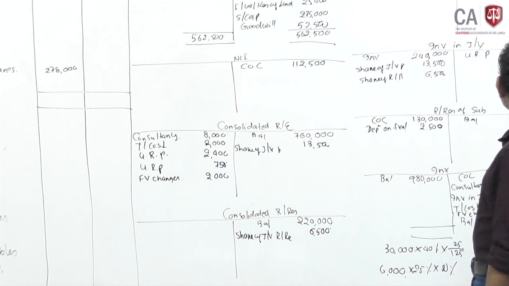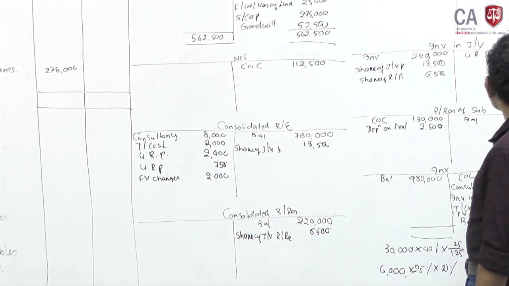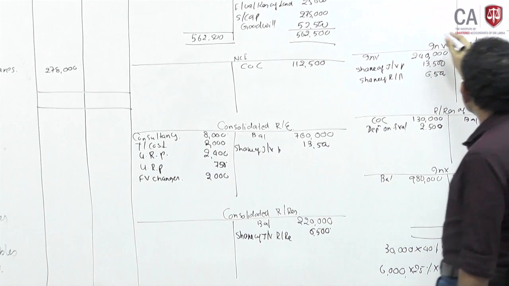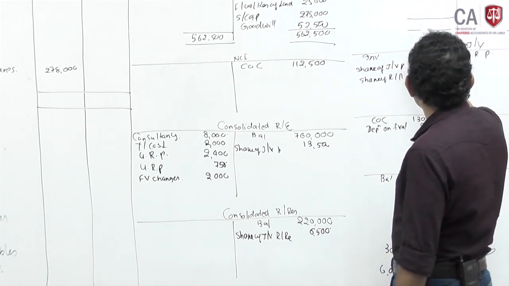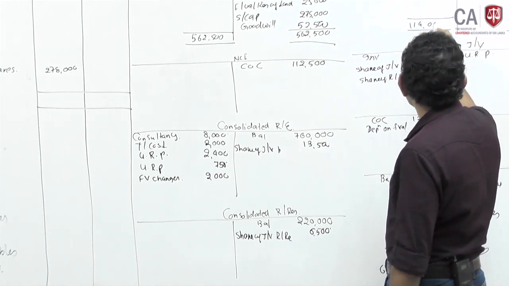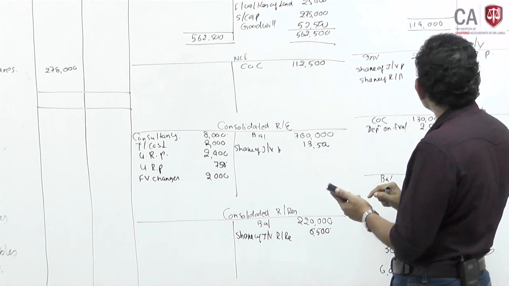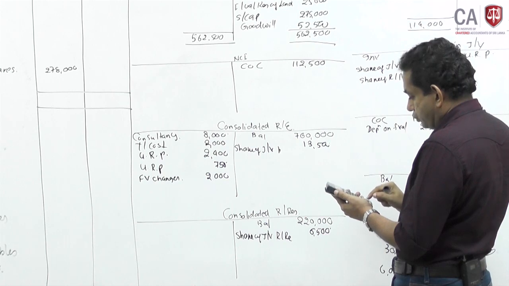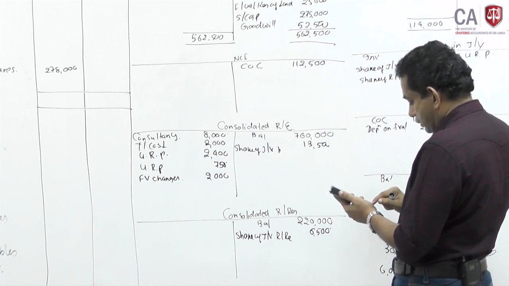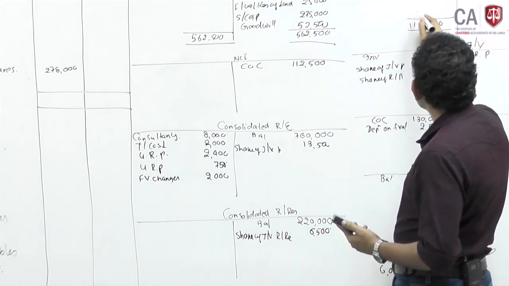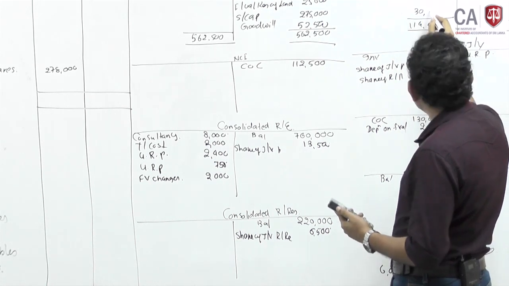Close up subsidiary company's retained earnings, credit 114,000. We will take it to the debit side, 114,000. Take the balancing figure: 114,000 minus 70,000 minus 13,125, which is 30,875.